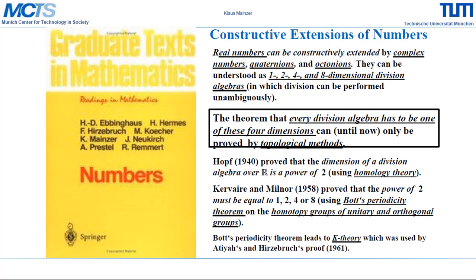And here he used homology theory, Betti numbers and things like that. And as far as I can see, this is a constructive proof. But then in the second step, Milnor and others in 1958 proved that the power of two must be equal to 1, 2, 4, or 8. And they used Bott's periodicity theorem, which was discovered just before, on the homotopy groups of unitary and orthogonal groups. Now, Hirzebruch himself used a somewhat different proof in this book, which relates to Atiyah and his results. But anyway, I'm not quite sure if this second step is also constructive. But I think that's a nice challenge to think about, perhaps here during our conference.